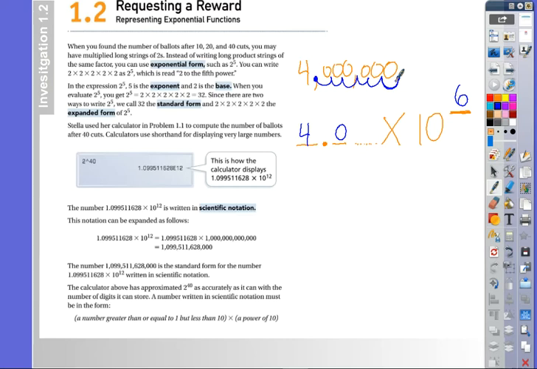Yes, Eliana? If it's 4,076,000, I would probably put the 7 and the 6 here. But here's the thing. Let's say I have this number.